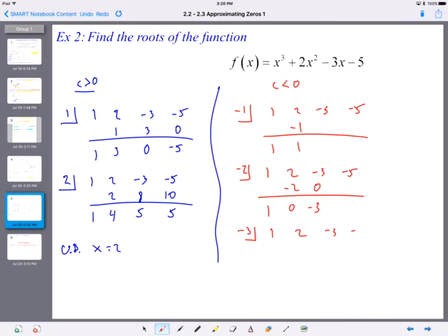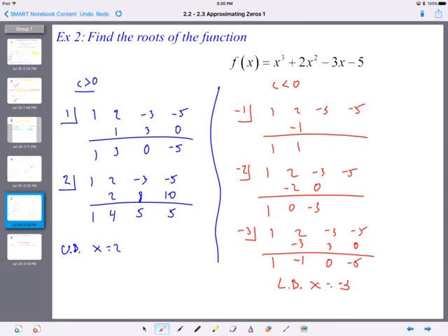1, 2, negative 3, negative 5. Carry down the 1. 1 times negative 3 is negative 3. Negative 1, positive, negative. Then we get a positive 3, so we get 0 here. So positive, negative, positive. So far everything's good. And then we get positive, negative, positive, negative. 0 counts as positive or negative, so that looks like it works. So we found that our lower bound is at x equals negative 3.